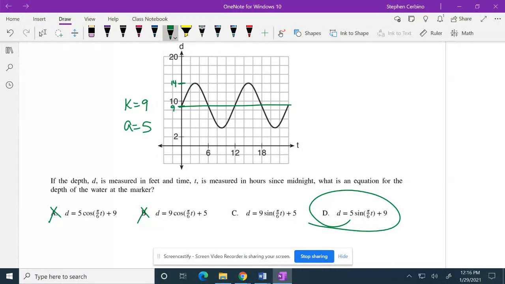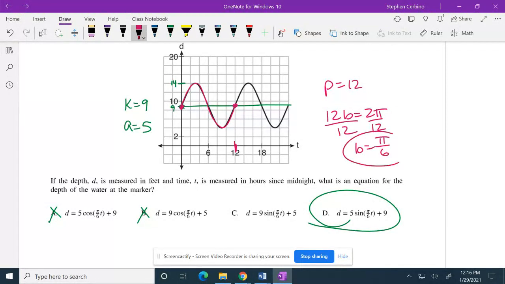If we wanted to practice just for funsies, we can say, well, this graph starts here at 0. One cycle takes 12 to happen, so the period is 12. If I wanted to find the frequency, guess what I'm going to get? You guessed it, pi over 6. That's what's in all of my functions.